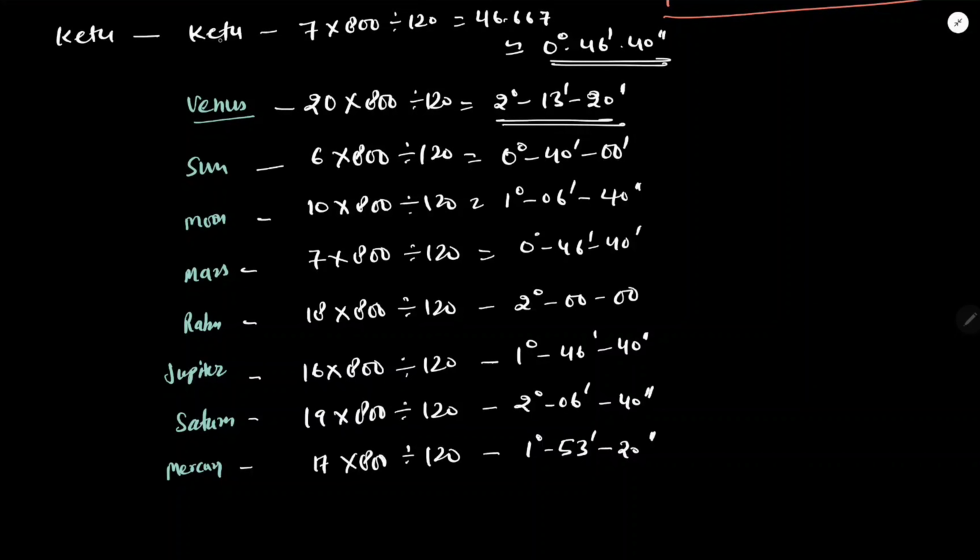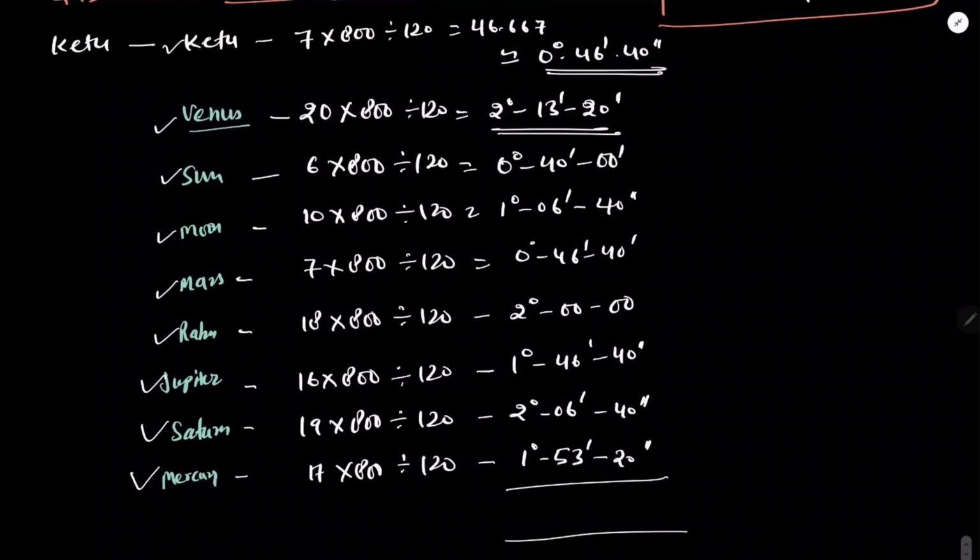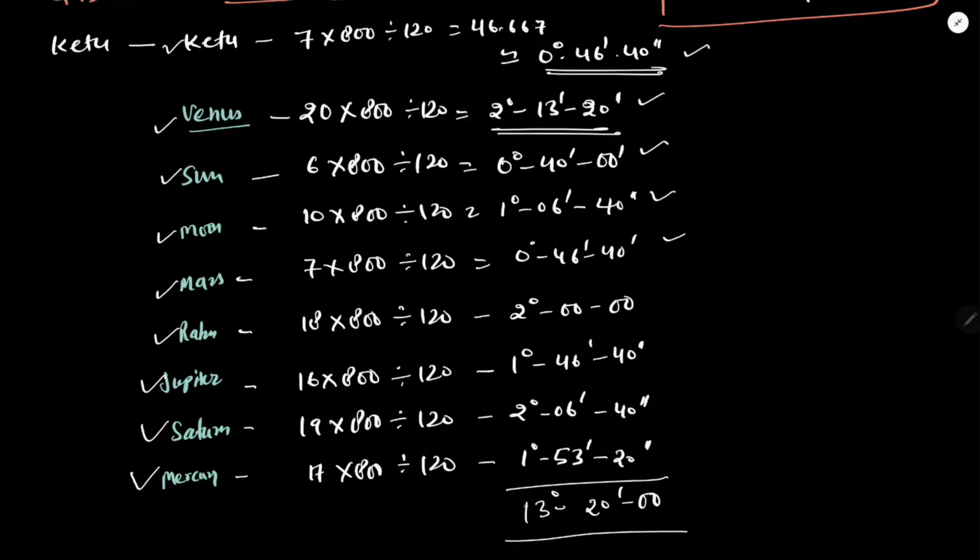So we have this table created. We have got the 1, 2, 3, 4, 5, 6, 7, 8 and 9 sublords. And if we add all the spans of the sublords, you will end up at 13 degrees and 20 minutes. And this is the span of the star, right?